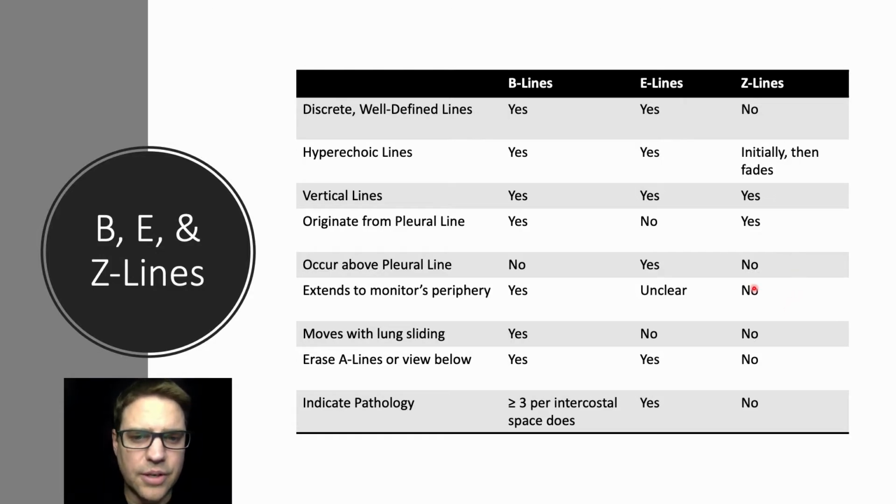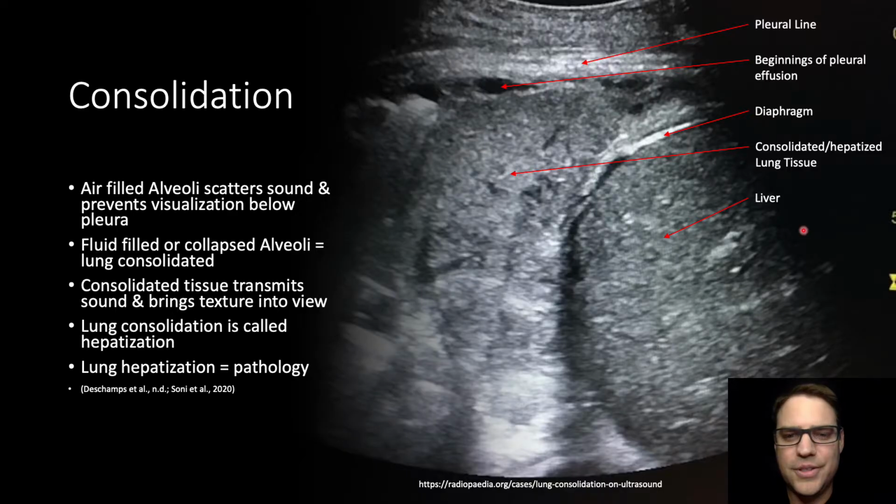And here's a little chart that lists the difference between B-lines, E-lines, and Z-lines. And though you won't be tested over this material, I think it is important to know the difference between these three lines so that appropriate diagnosis can be made. So now that we talked about B-lines, we're going to discuss consolidation of the lungs.